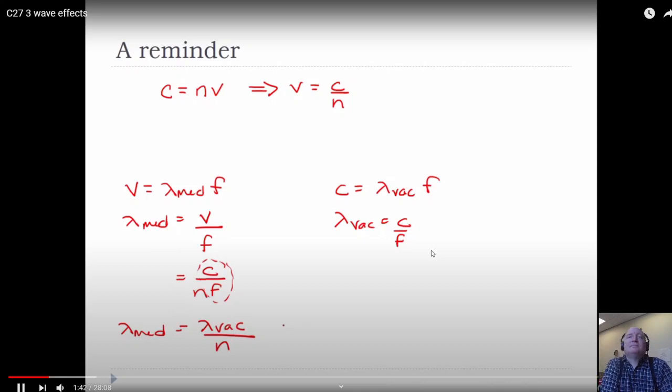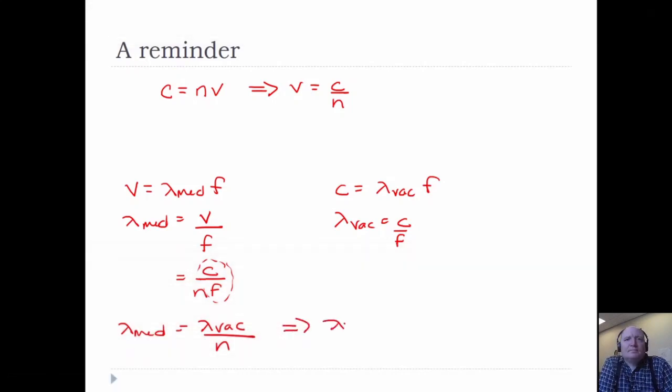If you rearrange this formula, you get the wavelength in vacuum is the index multiplied by the wavelength in the medium, which is 100% analogous to what we had up here, that the speed of light in vacuum is the index times the speed in the medium. Okay, now, that was cool. Moving onward. I love how those were parallel.